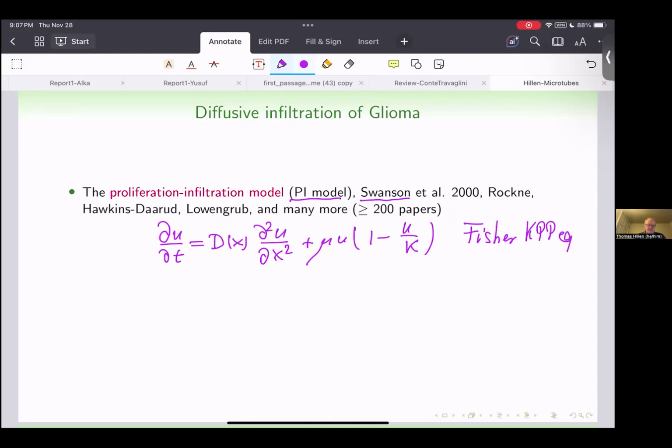So what does it mean? So we have a population density of cancer cells which depends on space and time. And then we have a time derivative, which is the change in time. This here is a diffusion term, second derivative in space. And then this is the logistic growth term.